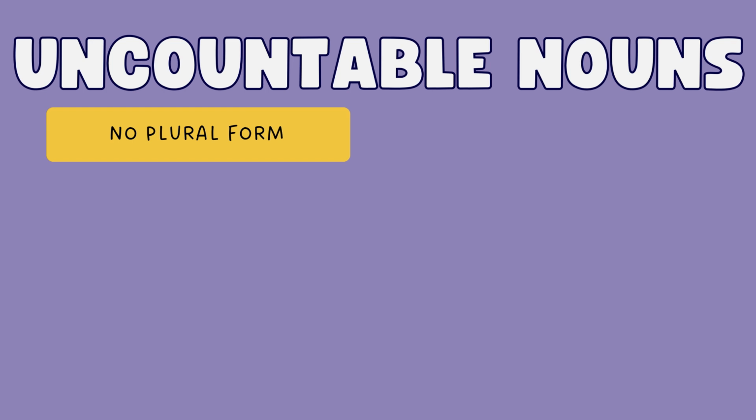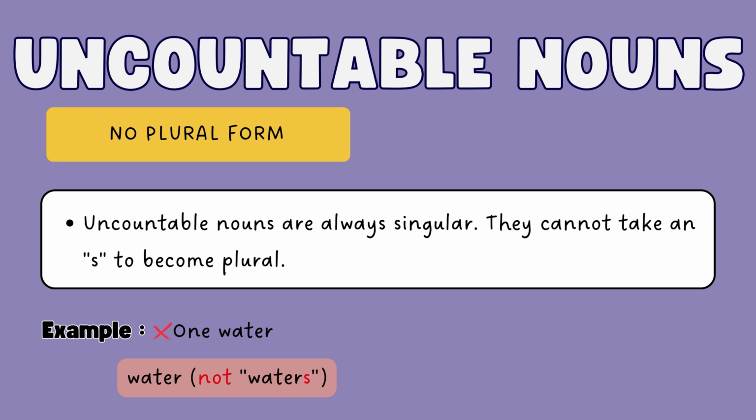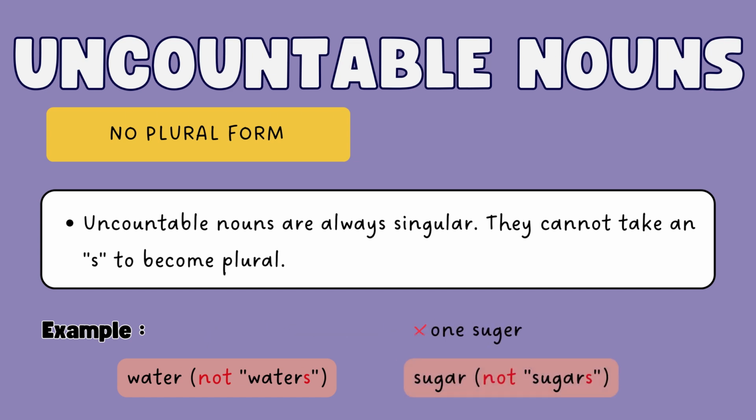No plural form. Uncountable nouns are always singular. They cannot take an S to become plural. Example: you can't say 1 water or 2 waters. We say a glass of water or 2 bottles of water. You can't say 1 sugar or 2 sugars. We say a spoon of sugar or 2 bags of sugar.